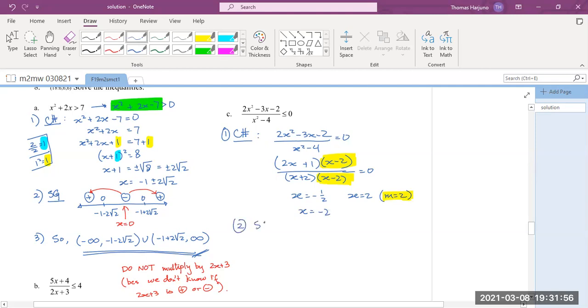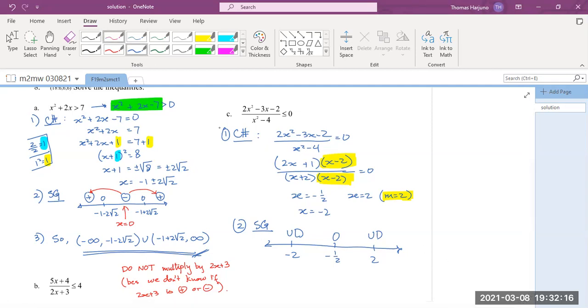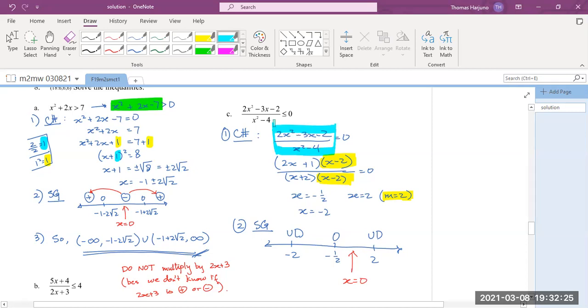So what about the sign graph? -2 will give us undefined. -1/2 will give us 0. And 2 will give us undefined, 0 on the top and 0 at the bottom. Now I do a testing point, x = 0. When you plug that in here, you get -1/2 over -4, which is positive, right? Positive 1/2.